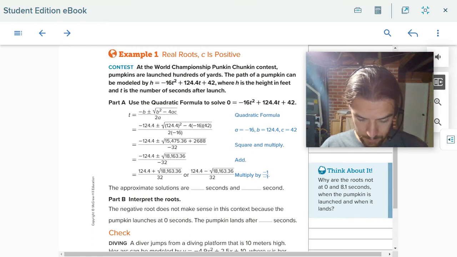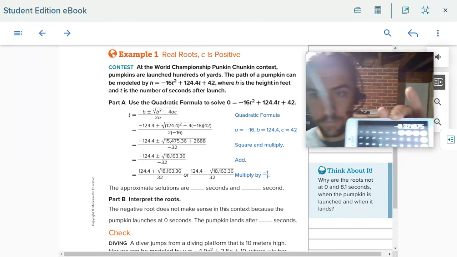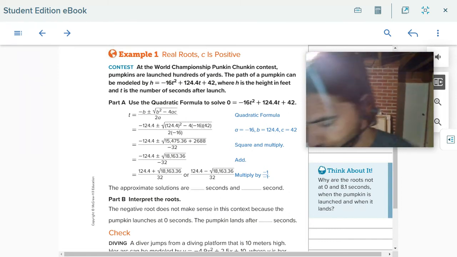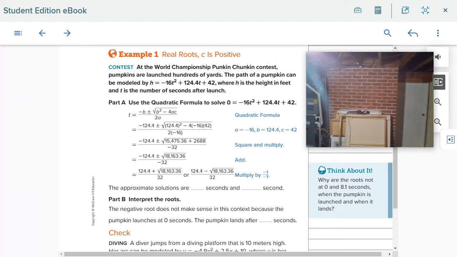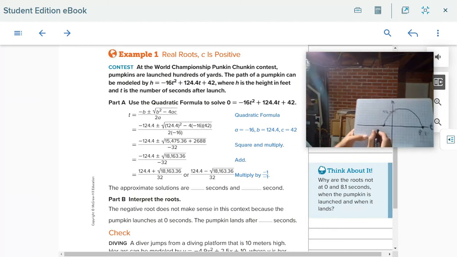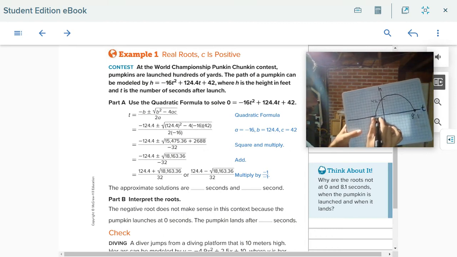So once again, we're going to be taking the square root of 18,163.36. Once we have that square root, which was 134.7, we can say 124.4 minus 134.7 and divide our answer by 32, which gives me negative 0.32. So my drawing is not great to scale, but gets the point across with a negative 0.32.